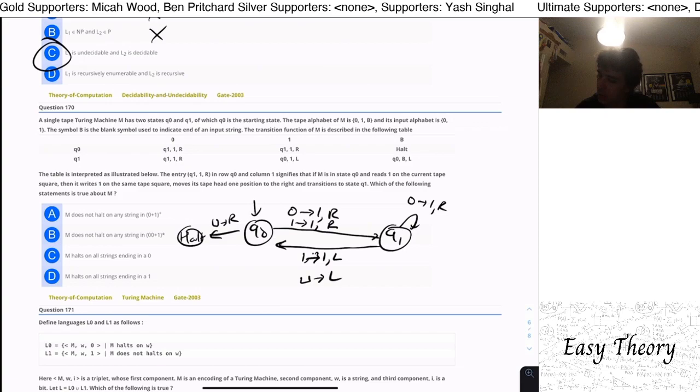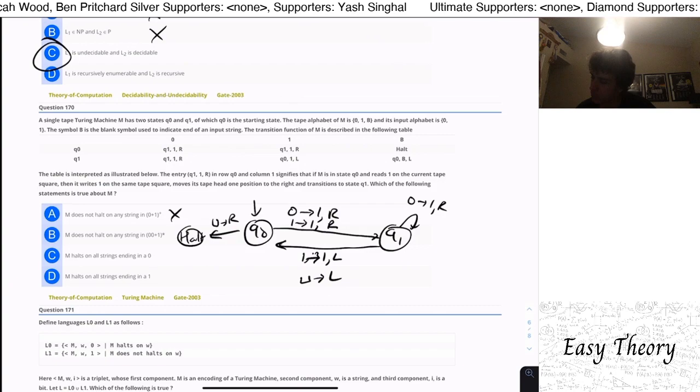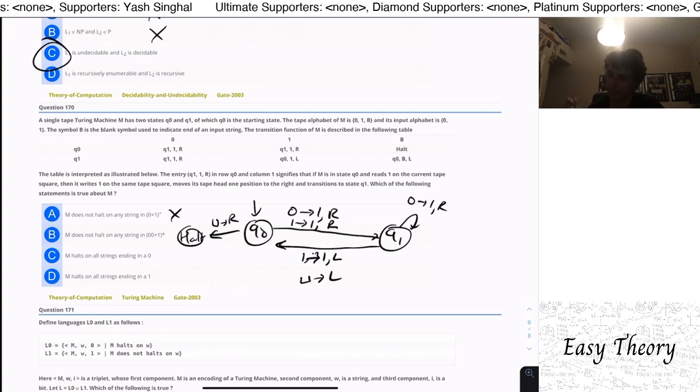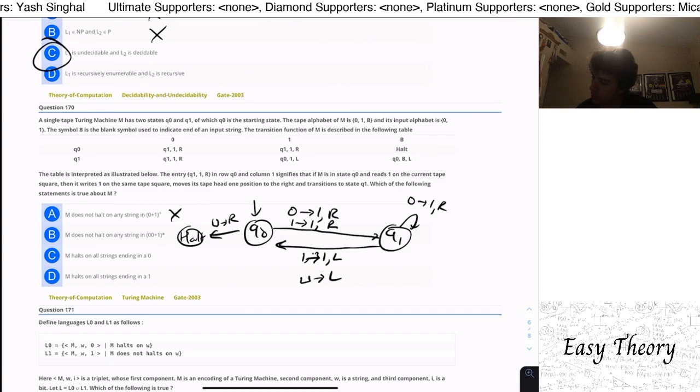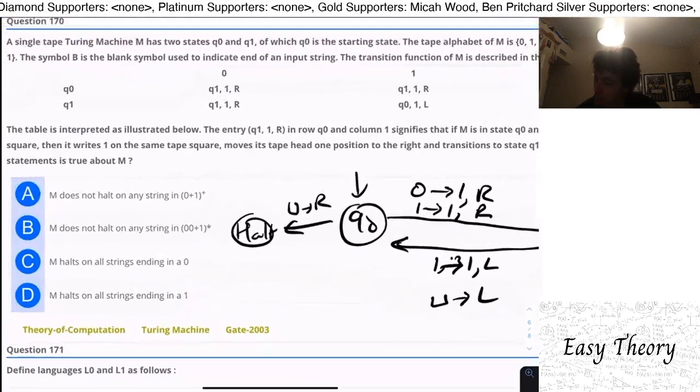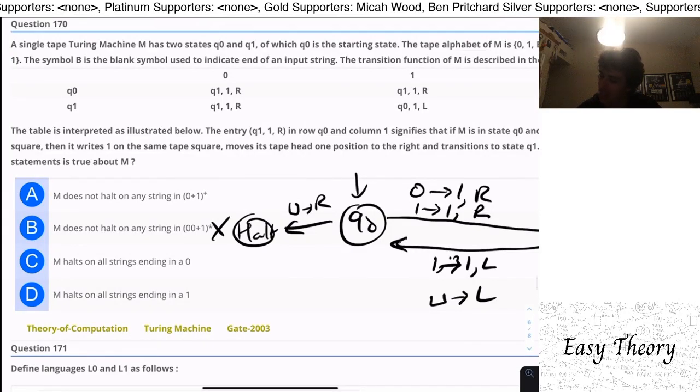So it does halt on the empty string, so that's not true. At least I don't think so. Oh, I didn't see the plus. I thought it said star. So B is not right for sure.